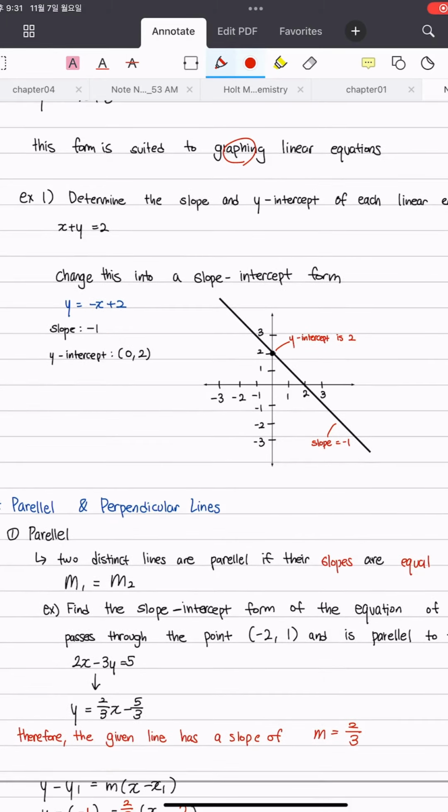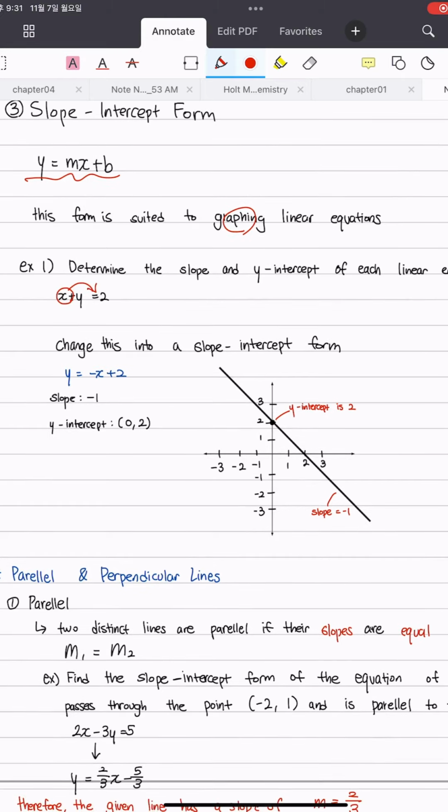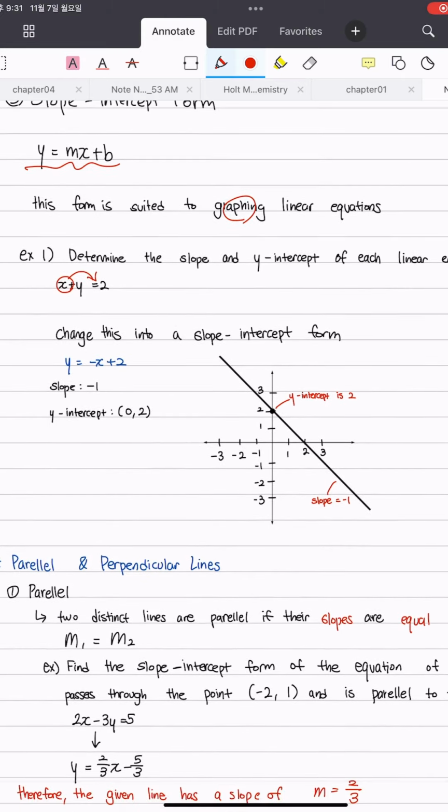Let's look at example number 1. Determine the slope and y-intercept of each linear equation, x plus y equals 2. First, let's change this into a slope-intercept form right here: y equals minus x plus 2, because I moved the x over here. So here we can identify that the slope is -1 and the y-intercept is (0, 2).